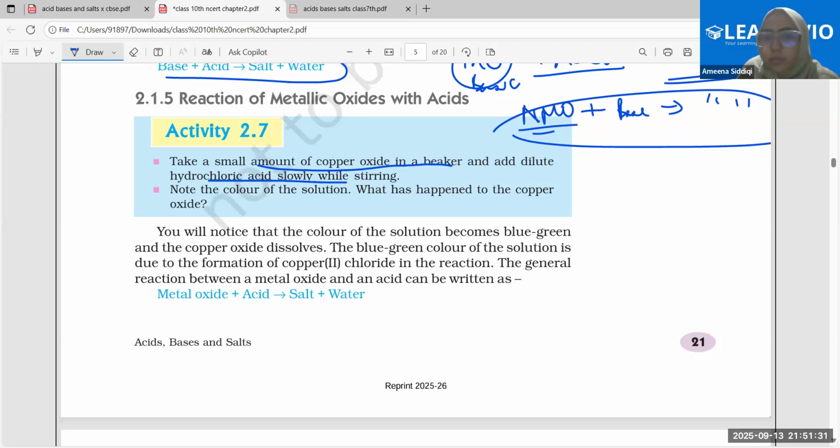Name the color, note the color of this. What has happened to the copper oxide? What will happen to that? If we have copper oxide in a beaker and we have added dilute HCl. What will happen to this? We have added dilute HCl to the copper oxide in a beaker.